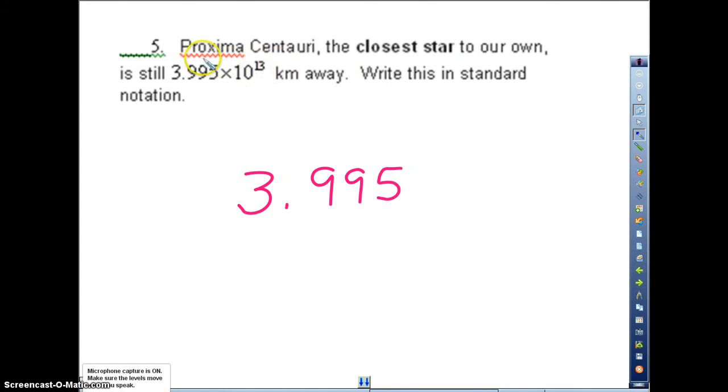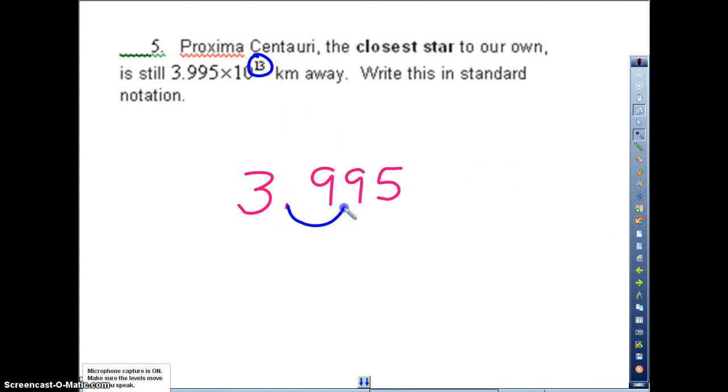Okay, the Proxima Centauri, the closest star to our own, is still 3.995 times 10 to the 13th kilometers away. Write this number in standard notation. All right, first thing I'm going to do is look at the exponent. Is it positive or is it negative? If it's negative, it's a small number, and you'll move the decimal point going that way. If it's positive, it's a big number, and you're going to move the decimal point going this way, 13 places. Okay, well, it's a positive number, so I'm going to move that decimal point 13 places and make it big.